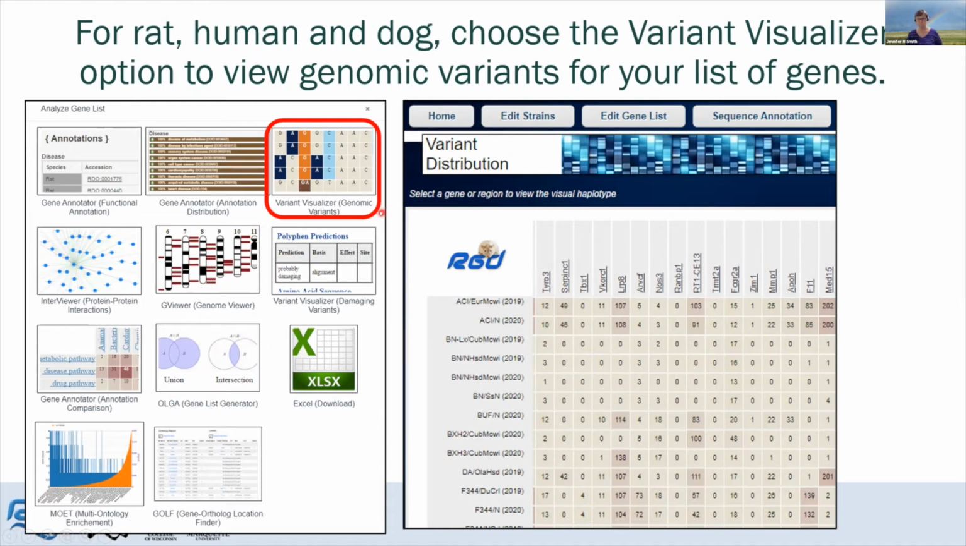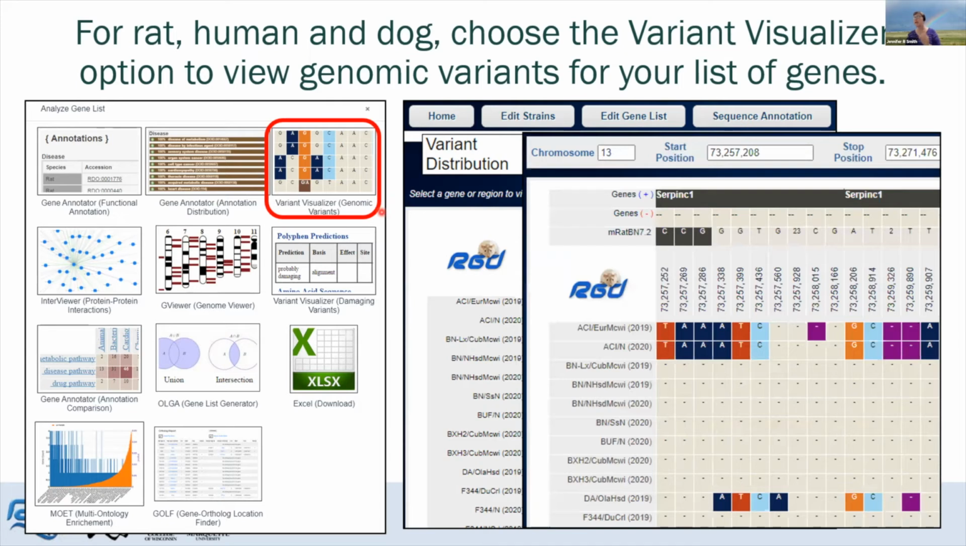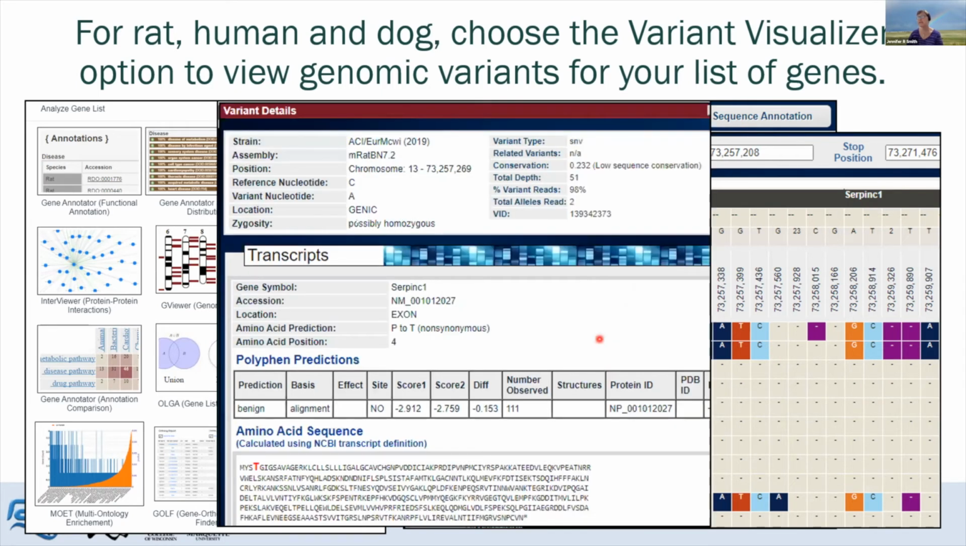but the genes from the original list were sent to the tool. And if I choose Serpin C1, then I can find the non-synonymous variants, and I can see that the first variant is actually a non-synonymous variant that's predicted to be benign.